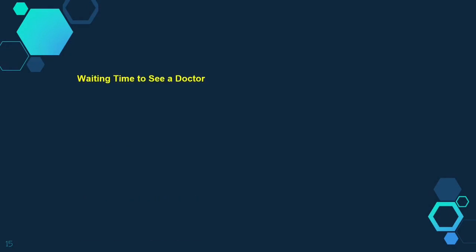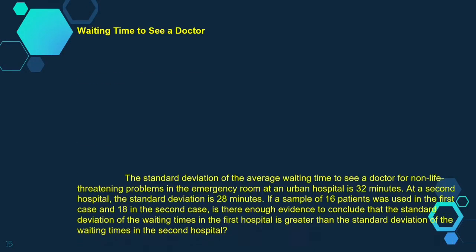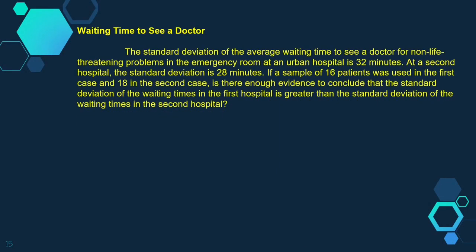Here is another example. Waiting time to see a doctor. The standard deviation of the average waiting time to see a doctor for non-life-threatening problems in the emergency room at an urban hospital is 32 minutes. At the second hospital, the standard deviation is 28 minutes. If a sample of 16 patients was used in the first case and 18 in the second case, is there enough evidence to conclude that the standard deviation of the waiting times in the first hospital is greater than the standard deviation of the waiting times in the second hospital?